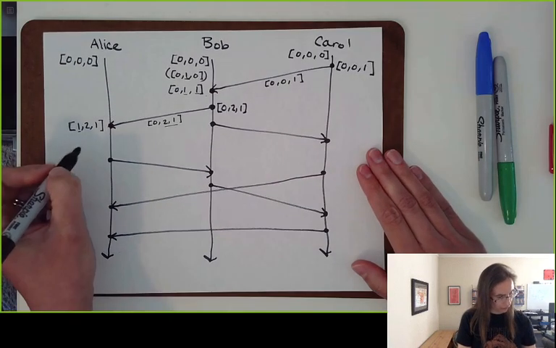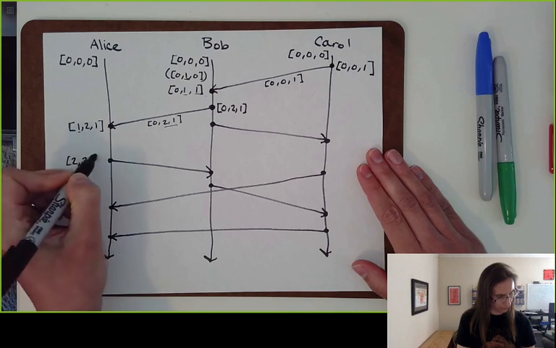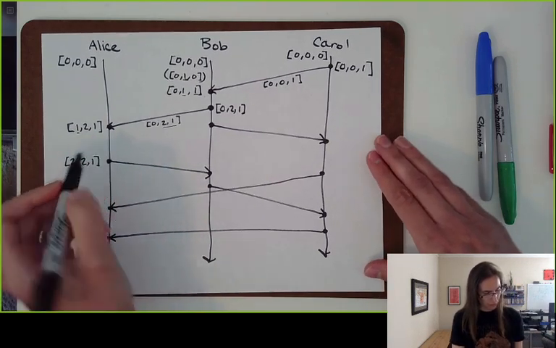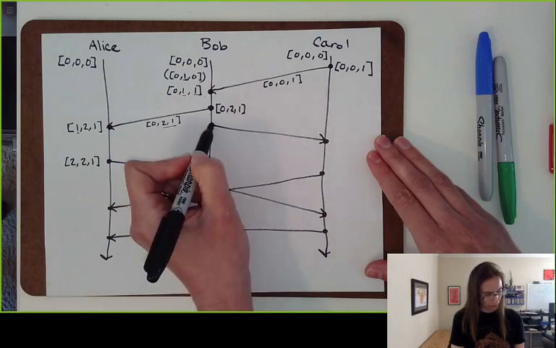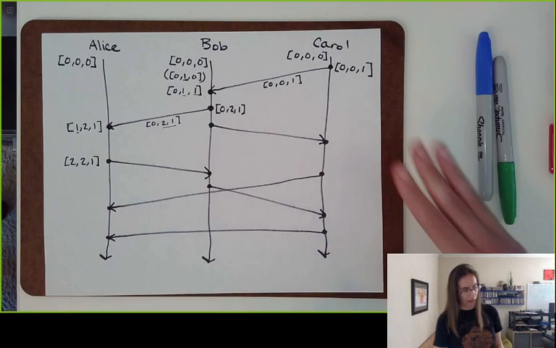Then there's another event on Alice. She's going to increment her own position. So this first position turns into 2. The other 2 positions stay the same. What happens here on Bob? For the third event on Bob, what's the vector clock of that one going to be?